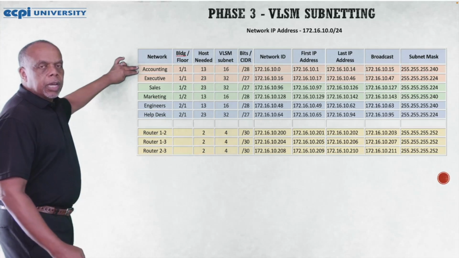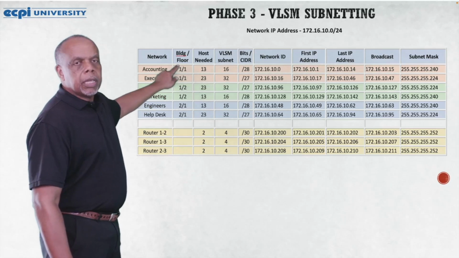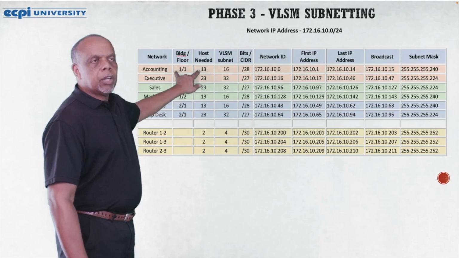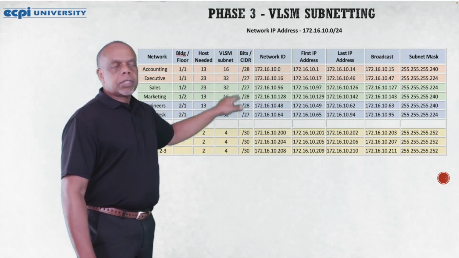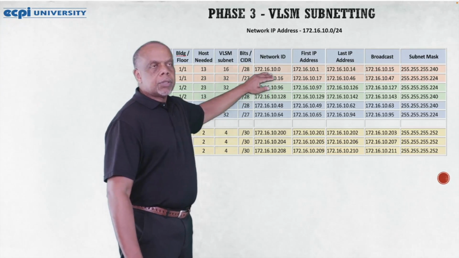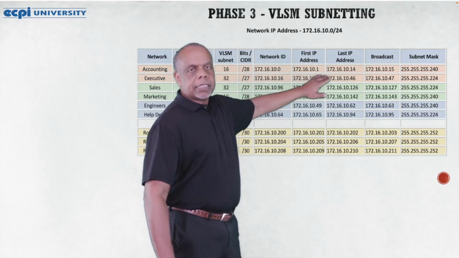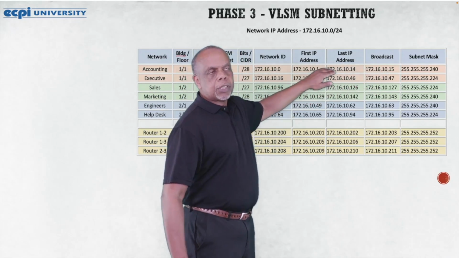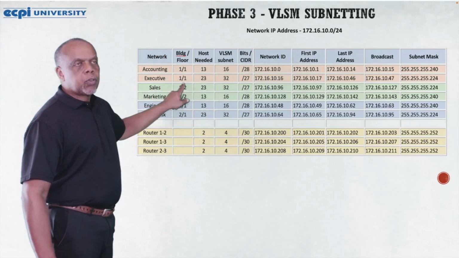These are the accounting and executive subnets. This is what floor they're on in the building. It's building 1 on the first floor. This tells me how many hosts I need. I need 13 hosts. And with VLSM, to get 13 hosts, I have to subnet with a CIDR /28, which will give me 16 addresses. And then from there, here's the first network ID, and here are my 16 assignable IP addresses for that first subnet.